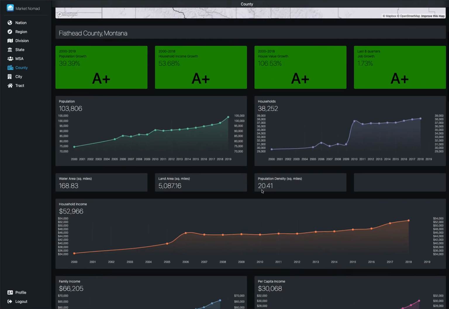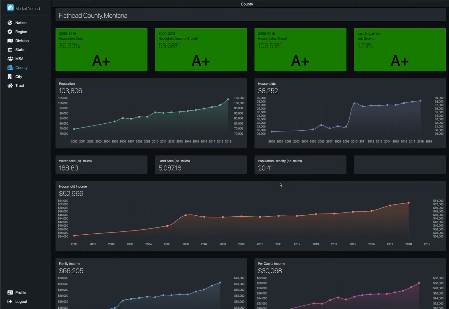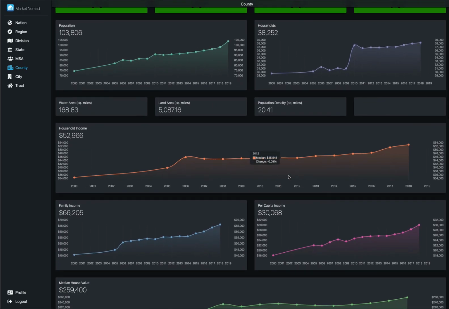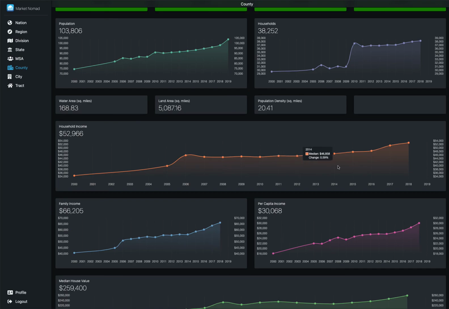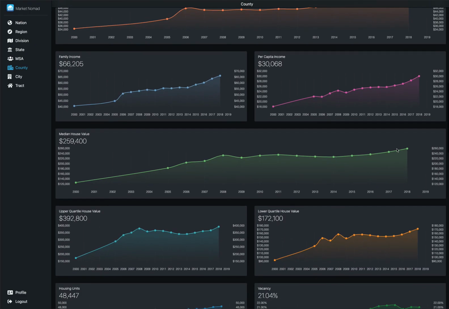I wanted to quickly highlight population density. There's been a lot of talk about the COVID crisis causing migration away from bigger cities. I just wanted to point out that you can use this as one of your criteria when trying to find a market, if that is something that concerns you. Continuing on, household income seems to be pretty steady, with some pretty good increases in the last couple of years. It looks like house value is following the same trends as household income, with a couple increases in the last couple of years.